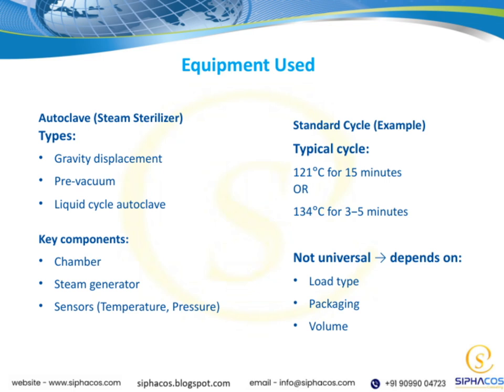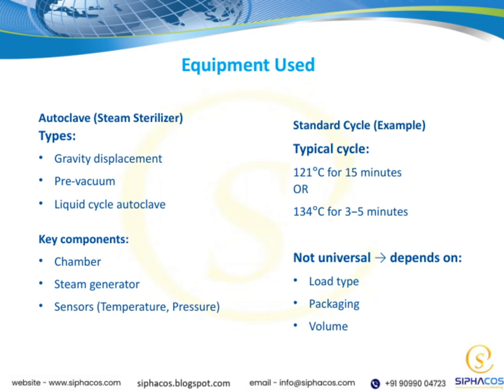Speaking of equipment, let's talk about autoclaves or steam sterilizers. There are different types to consider. You might be using a gravity displacement autoclave, which is quite common, or a pre-vacuum type that offers faster and more efficient sterilization. There's also the liquid cycle autoclave, which is tailored for sterilizing liquids.